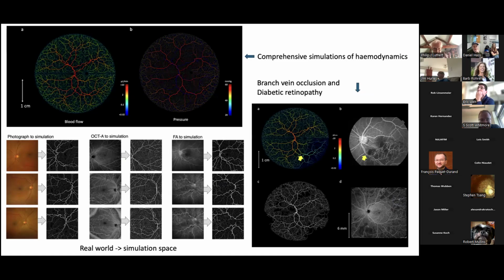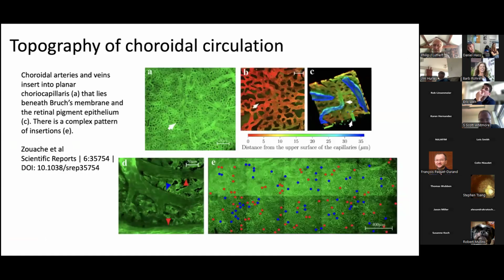So this has now advanced quite a lot since the paper, but this is going to provide us with a whole retina blood flow model. But we then need the choroid. So Simon's working on the choroid, but this is a bit of a shout out to Musa Zuash's work, which he's been involved in for about a decade now.